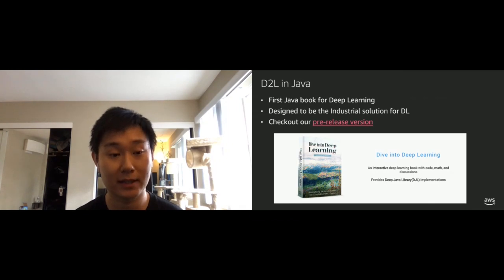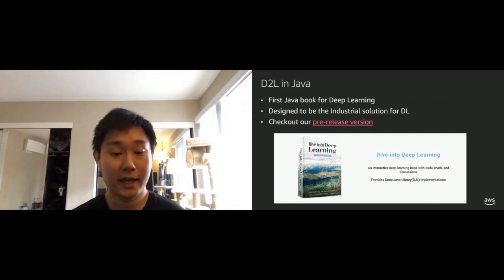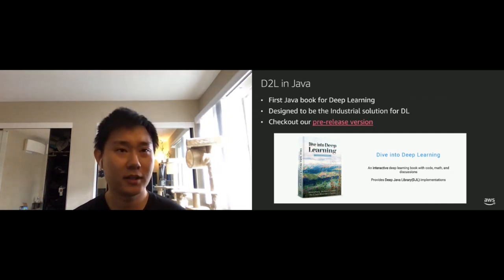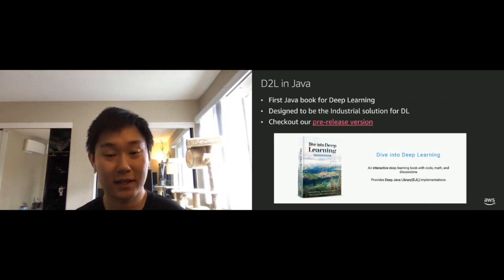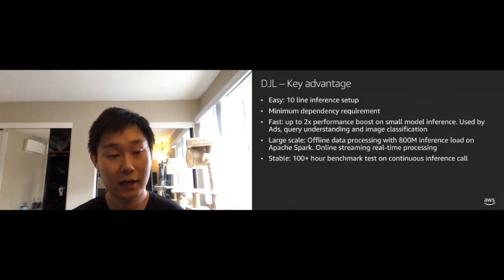You can simply write 10 lines of code to run your inference task. Sometimes it's usually around 10 to 20 lines. And I would say most of the cases won't be more than 20 lines of code. And it also has very minimum dependency requirements. If you want to use MXNet, TensorFlow and PyTorch, the total dependency to import is only 2-3 different packages with the total package size less than 200 megs.